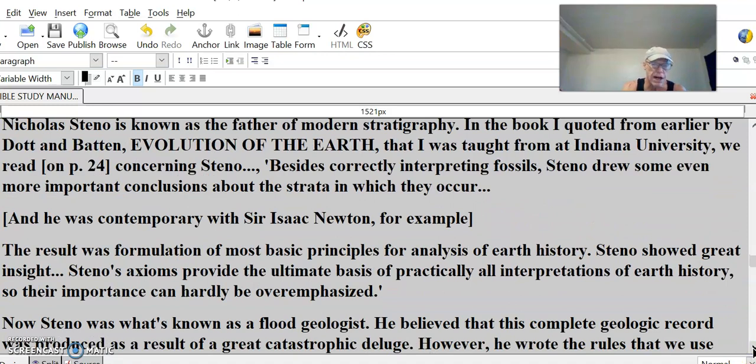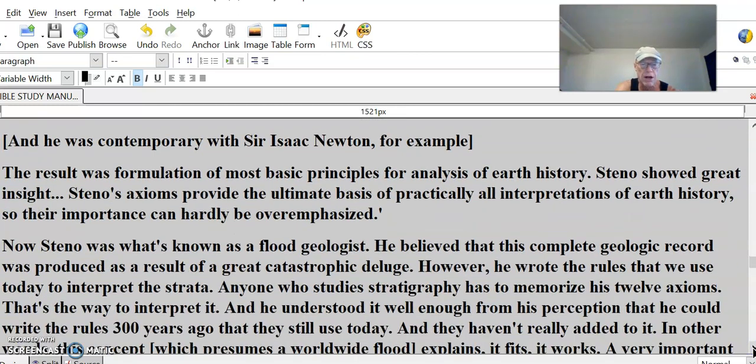And he was a contemporary with Sir Isaac Newton, for example. The result was formulation of most basic principles for analysis of Earth history. Steno showed great insight. Steno's axioms provide the ultimate basis of practically all interpretations of Earth history, so their importance can hardly be overemphasized. Now, Steno was what's known as a flood geologist. He believed that the complete geologic record was produced as a result of a great catastrophic deluge.